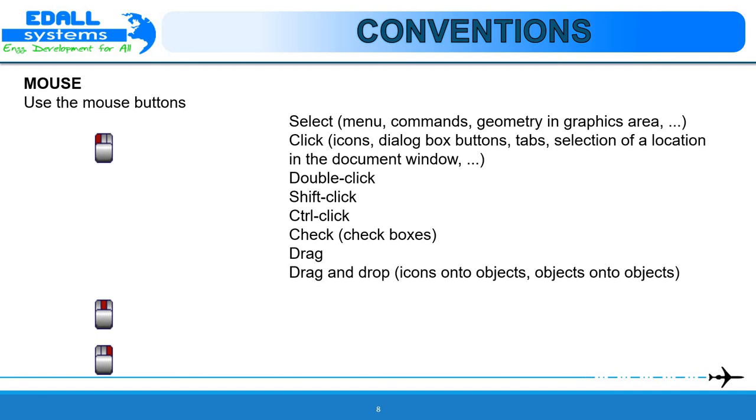It is also used to double click, shift click, control click and to check boxes, drag and drag drop icons onto objects or objects onto objects. The middle button, which is the scroll button, is used to drag and to move. And finally, the right button is used to select the contextual menu.